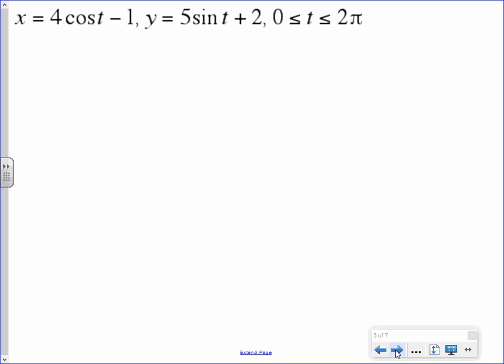Okay? When we eliminate the parameter, we are typically going to solve for t in one equation and plug it in for t in the other so that we can get an equation in terms of x and y. However, if trig is involved, that is not always going to be the best way to do it. And so we may need to rely on our trig idea to help us.